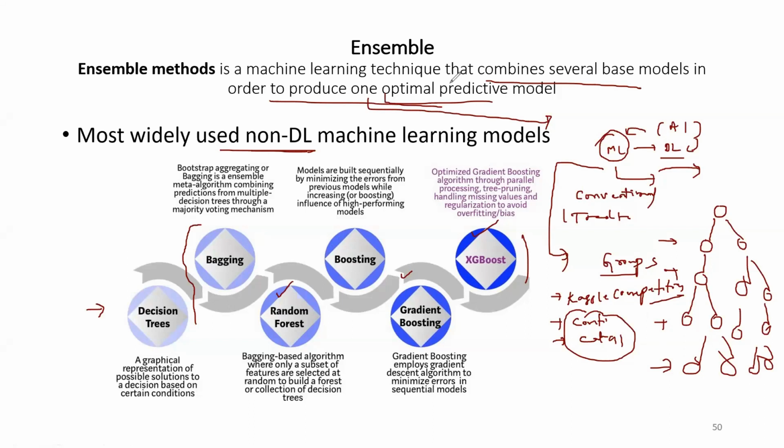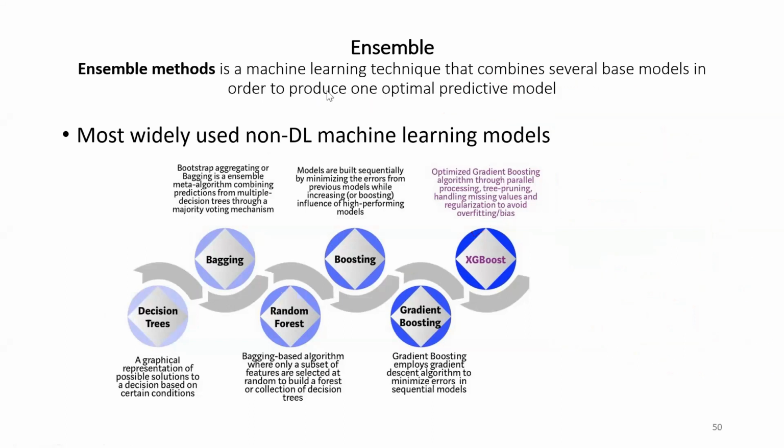Now, in this case, I always start with the decision tree, a graphical representation of possible solutions to a decision based on certain conditions, what we discussed earlier. And then we slowly move towards the bagging concept. Bagging stands for bootstrap aggregating, one of the statistical techniques we normally use to create samples in a dataset. And then we move to the random forest, and I'll tell you the difference between bagging and random forest. Subsequently, we move to boosting, gradient boosting, and XGBoost.